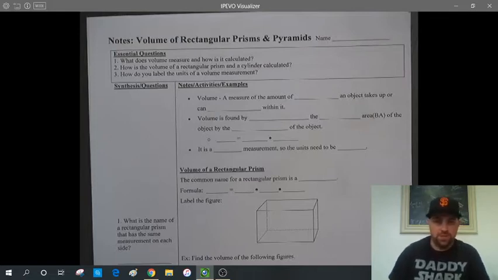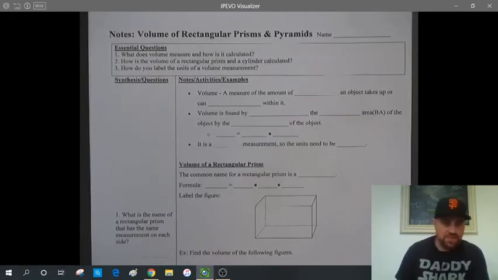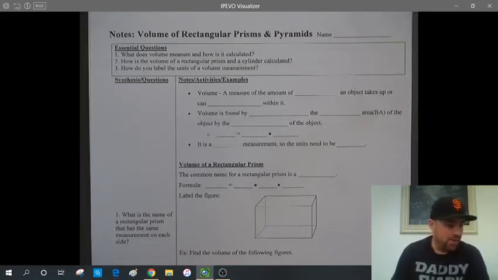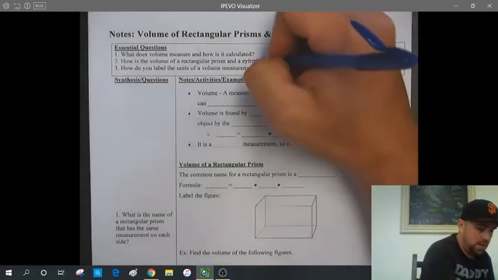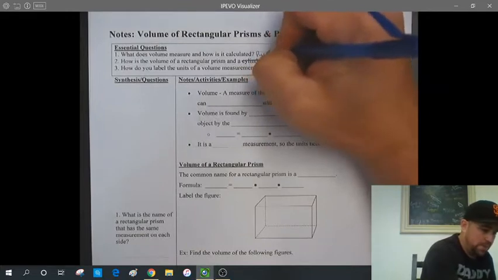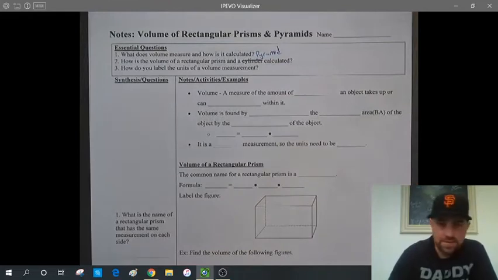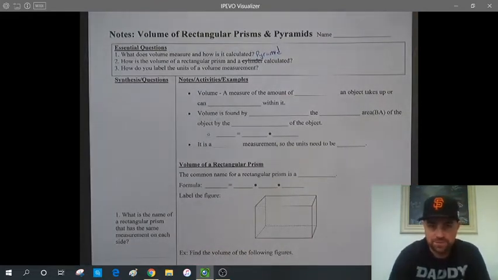Okay, this is the video for the notes lecture for volume of rectangular prisms and pyramids. So, essential questions for this set of notes. Number one, what does volume measure and how is it calculated? Number two, how is the volume of a rectangular prism, this should not be cylinder, but pyramid, make that amendment to that, and how do you label the units of a volume measurement?